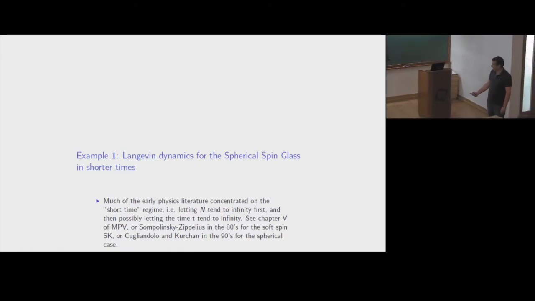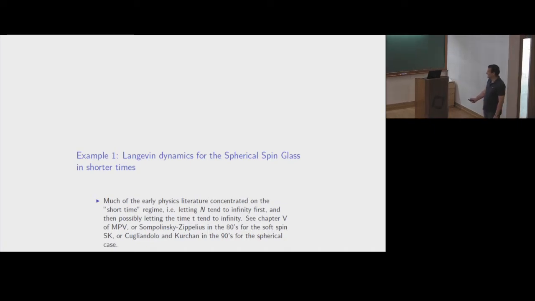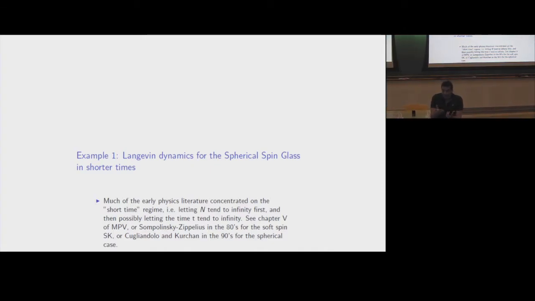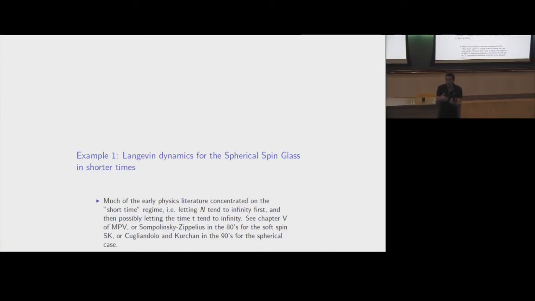In fact, much of the early physics literature considered the short time regime, which is to let n tend to infinity first, and then possibly the time tend to infinity. So you have to realize that the order of limits is crucial. If you let first n to infinity, it means that the times that you're looking at are constant. You cannot have a time that diverges with n, right? In this limit.